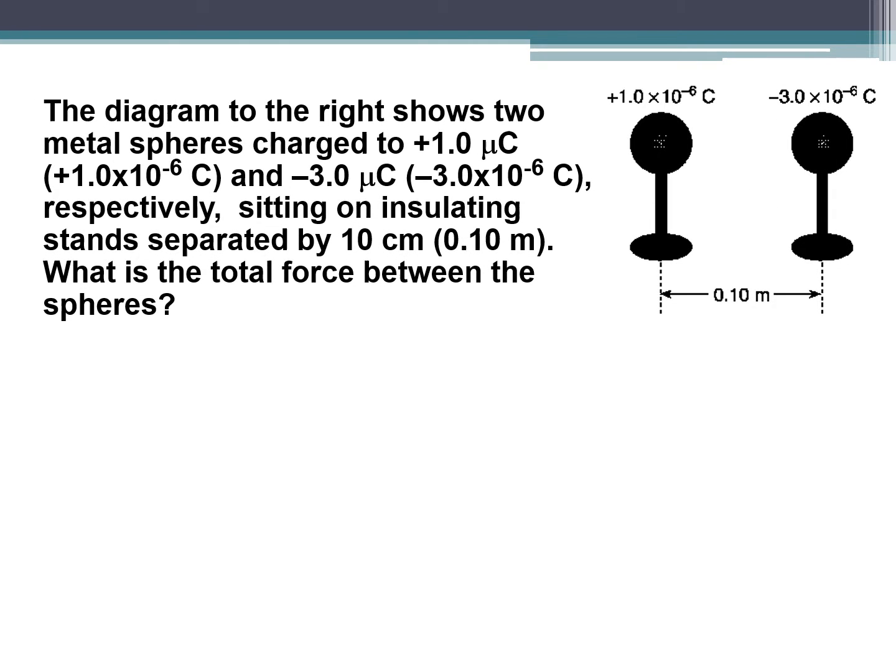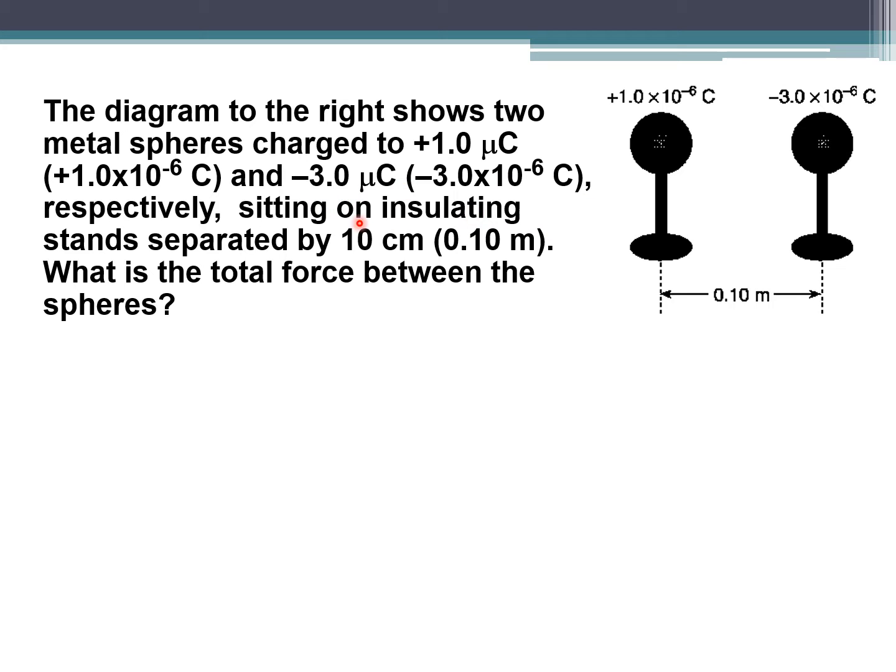Now we're going to do an example using the electrostatic force equation. The diagram to the right shows two metal spheres with charge of positive 1.0, and we got this little symbol right here. If you remember, that means micro. That's the SI prefix for micro, meaning times 10 to the negative sixth. So microcoulombs is positive 1.0 times 10 to the negative 6 coulombs. And negative 3.0 microcoulombs is negative 3.0 times 10 to the negative 6 coulombs, respectively, sitting on insulated stands.